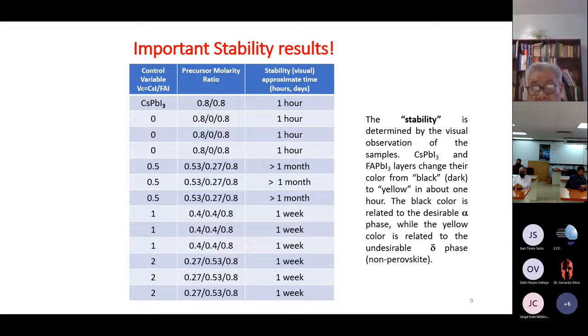The same happened for the cases of BC equal 1 and 2, but they lasted 1 week without change of color. And finally, for the concentration ratio BC equal to 0.5, the samples lasted for more than 1 month. I could say even more than 2 months without any change of color. So those samples were very stable. This is one of the important results that we found: in fact, there is a specific ratio of concentrations for which we have a very high stability of the samples.